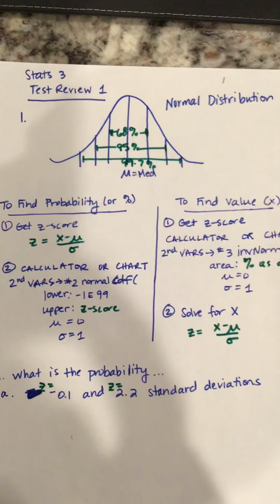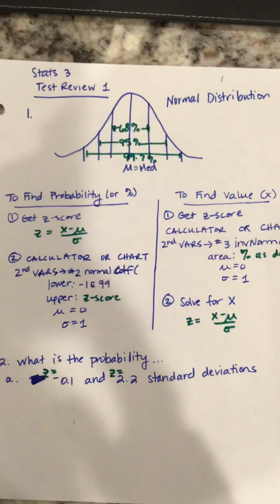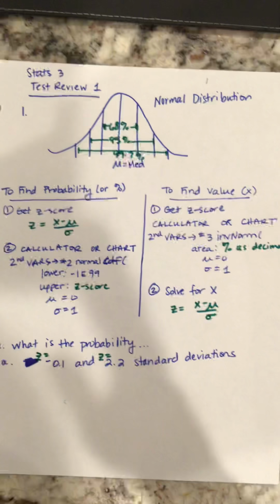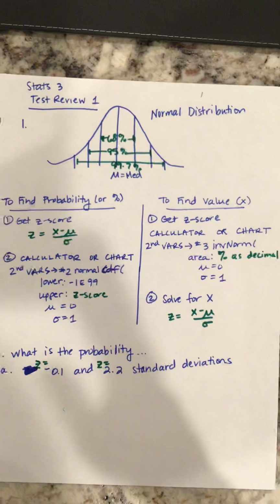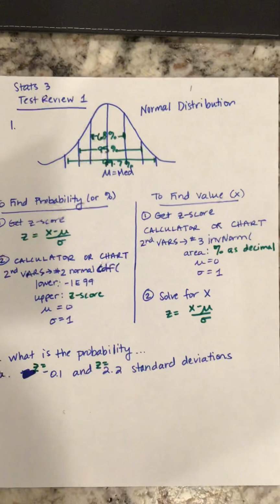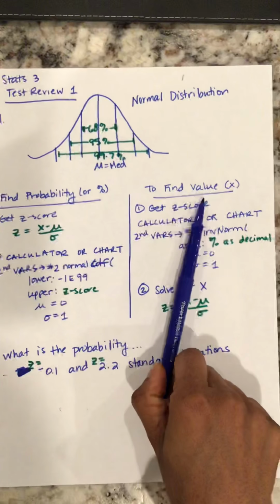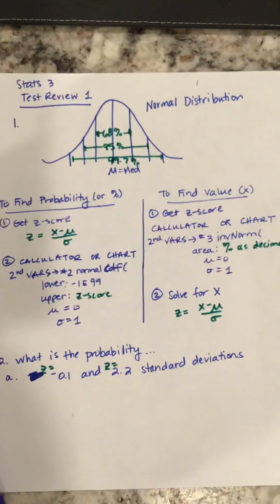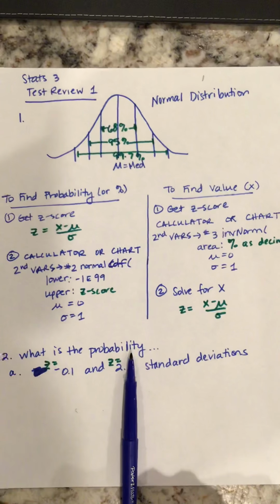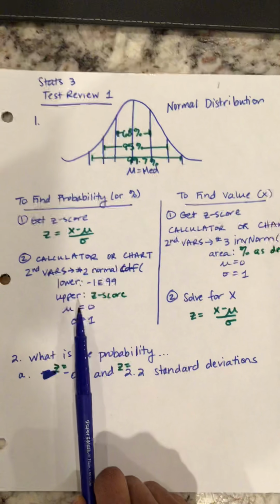Number 2 is a bit trickier. The tricky part is to figure out what it is that they're asking for. So obviously number 2 says find the probability. There are 2 things that we use our calculator for: to find the probability, and to help us find our value of x. In this case, it's asking for probability, so we are going to choose this method here.